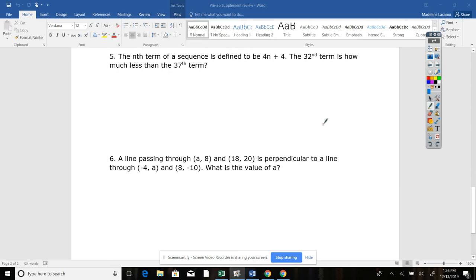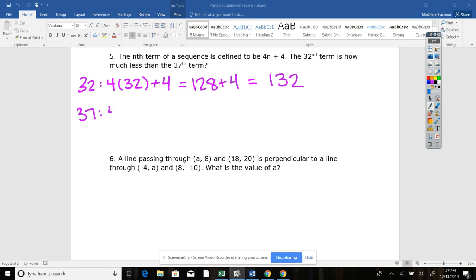Five says the nth term of a sequence is defined to be 4n plus 4. The 32nd term is how much less than the 37th term? So we have to find both these terms. So 32, I would just have to replace my n here with 32. So it'd be 4 times 32 plus 4. Now if I put that in my calculator, 4 times 32 is 128 plus 4. So my 32nd term is 132.